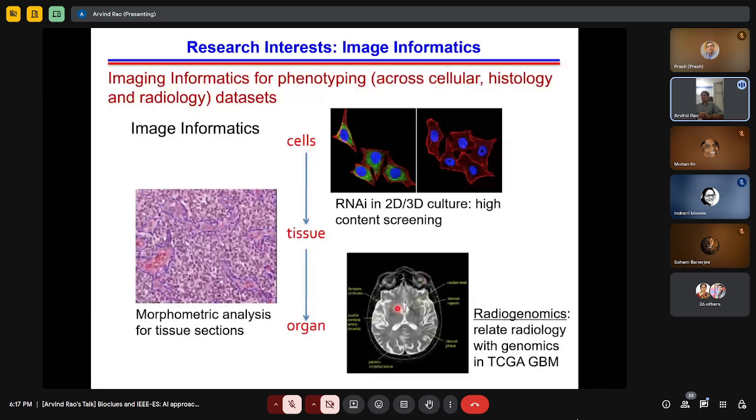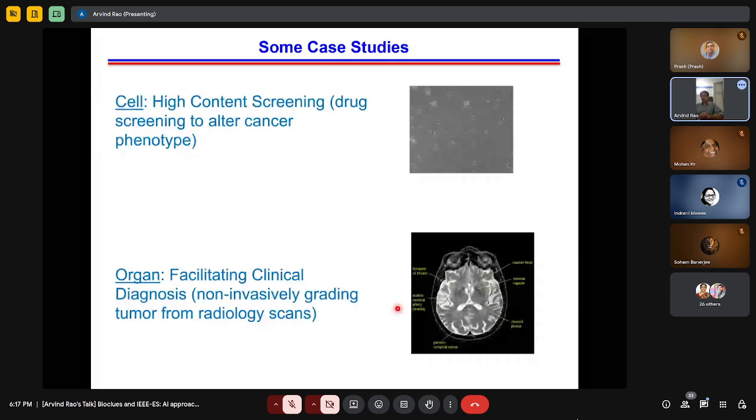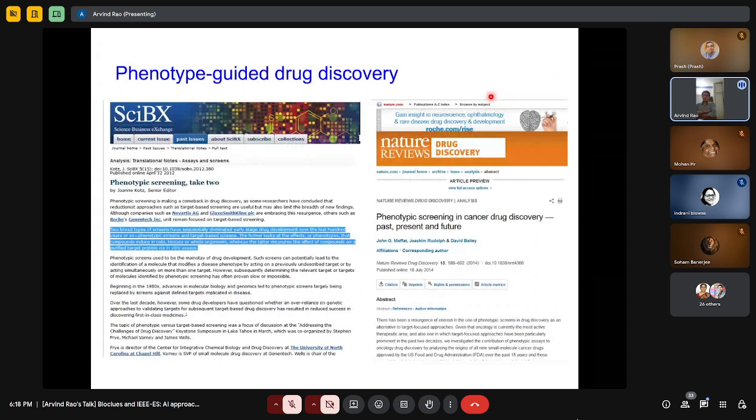But I'm going to focus in the beginning of the talk on cell images. HTS is essentially high throughput, high content screening, and it's a very popular modality of data acquisition for drug discovery. This notion of trying to discover drugs or to repurpose drugs based on phenotypic aspects of cell morphology is what is called phenotype guided drug discovery. It's a very popular way of doing things.